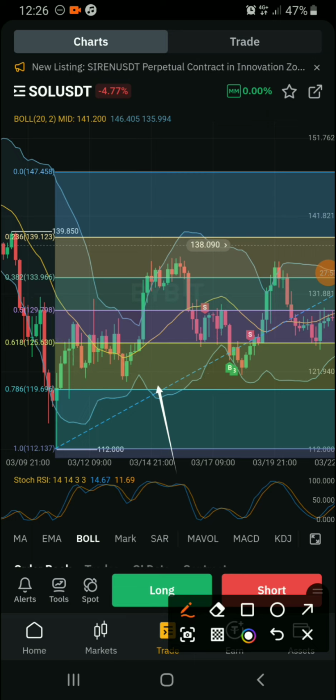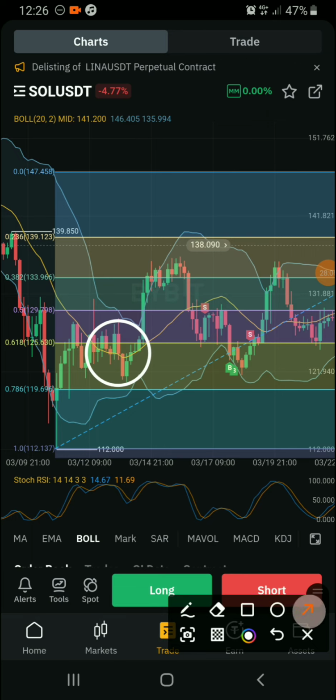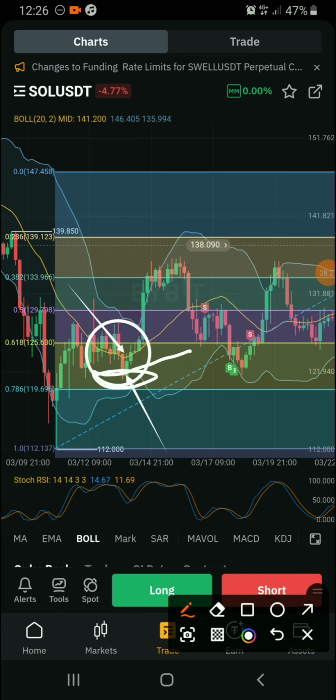So if you notice something, you're going to see that right here, the price is within the oversold zone, which is the lower band, because this is the middle band. As you can see, this yellow line right here is the middle band, and this area where the price hits is within the middle band and the lower band. So whenever price hits this area, it is indicating that the price wants to go up.